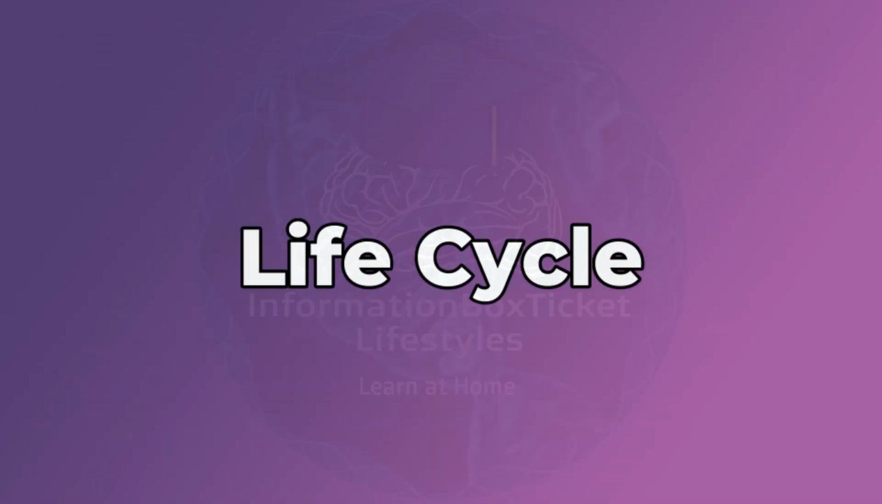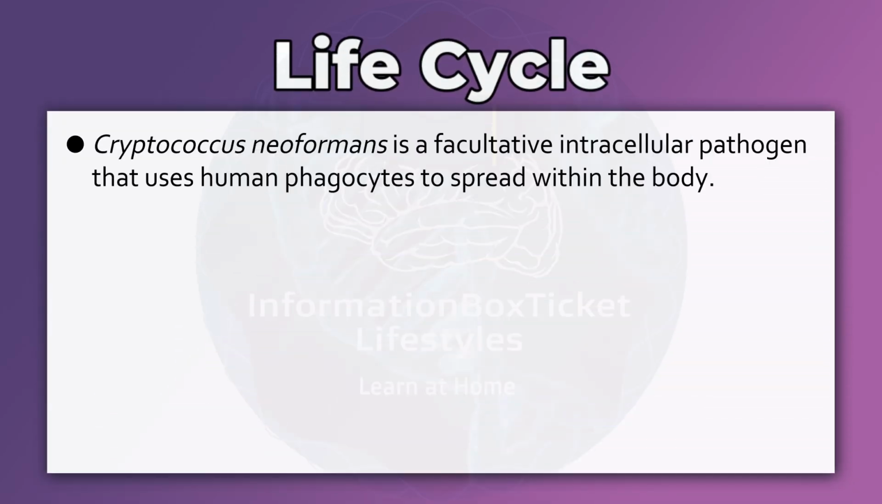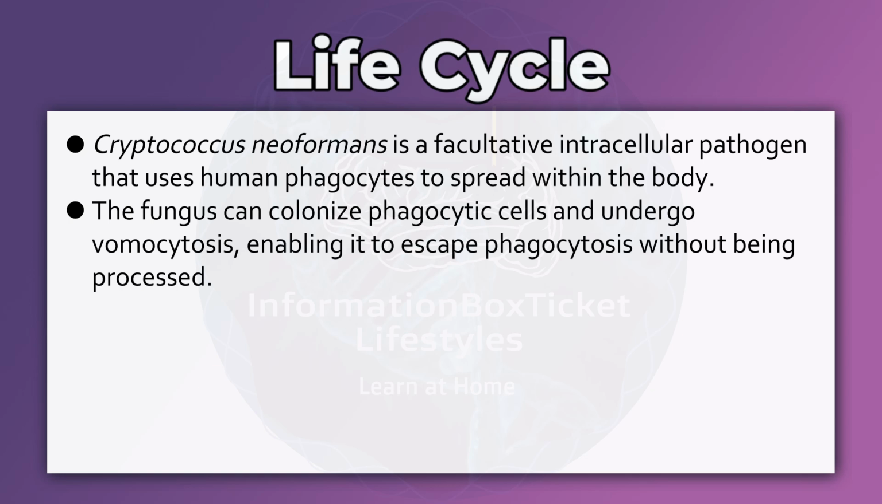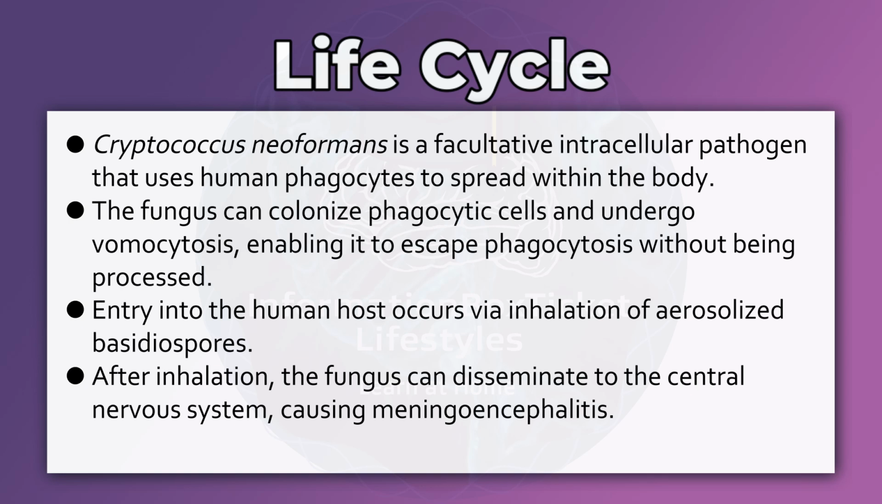Life cycle of Cryptococcus neoformans. Cryptococcus neoformans is a facultative intracellular pathogen that uses human phagocytes to spread within the body. The fungus can colonize phagocytic cells and undergo vomocytosis, enabling it to escape phagocytosis without being processed. Entry into the human host occurs via inhalation of aerosolized basidiospores. After inhalation, the fungus can disseminate to the central nervous system, causing meningoencephalitis.